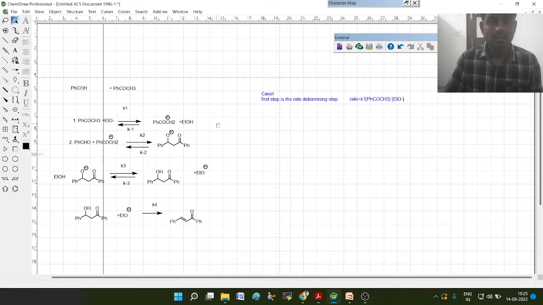Okay. Now we will ask the second question. Can the second step be the rate determining step? Can the third step be the rate determining step? What about the fourth step?